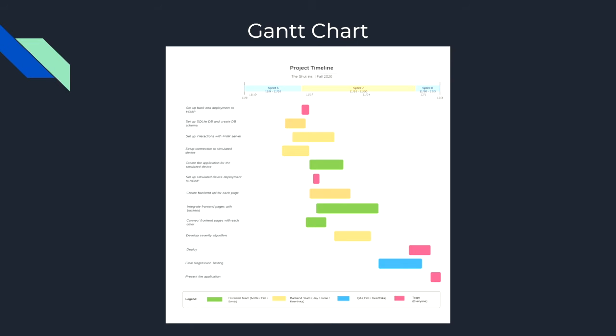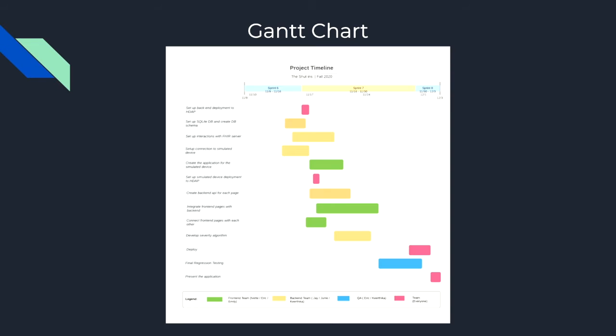Here is an updated Gantt chart displaying our project timeline. We are approaching our last sprint before delivery, so we have added the rest of our remaining tasks to this timeline. In the next week of development, we plan to set up the backend deployment and simulated medical device deployment to HDAP, create our database schema, set up the interactions with the Fire server, set up the connection with our simulated medical devices, and continue connecting the front-end pages with each other.